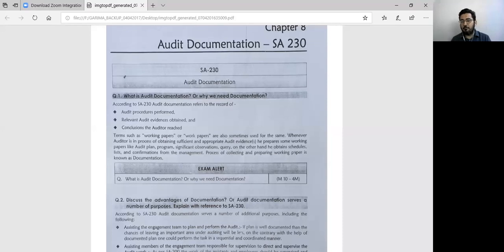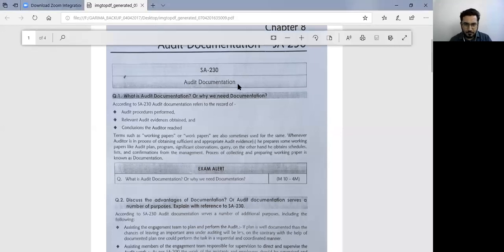There are a couple of parts which are important in your study material, so that also I will share with you tomorrow. We will study this particular standard from the study material I have issued to you, plus one or two aspects are nicely presented in the institute study material, so we will discuss it from there as well. Come to SA-230, which is audit documentation. Let's try and understand the standard. What is audit documentation, or why do we need documentation? According to SA-230, audit documentation refers to, very important, underline, it refers to record of.